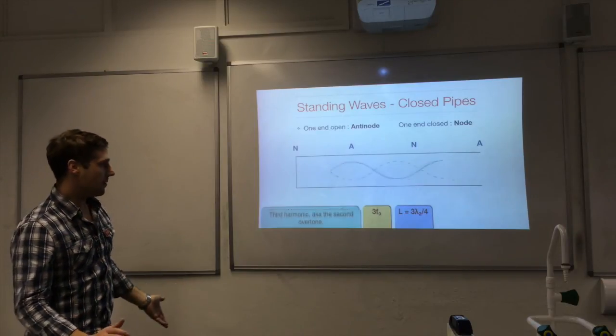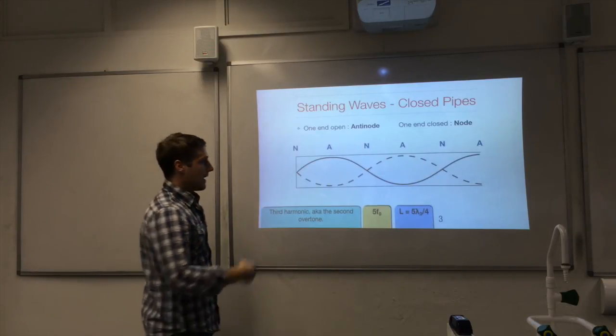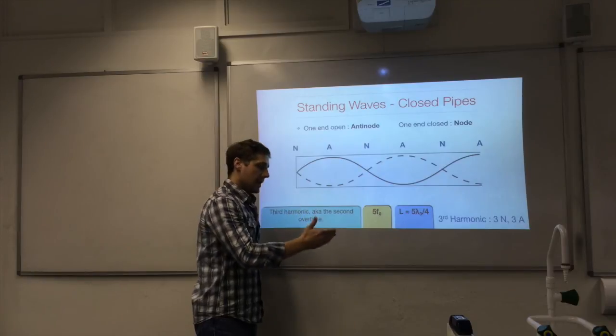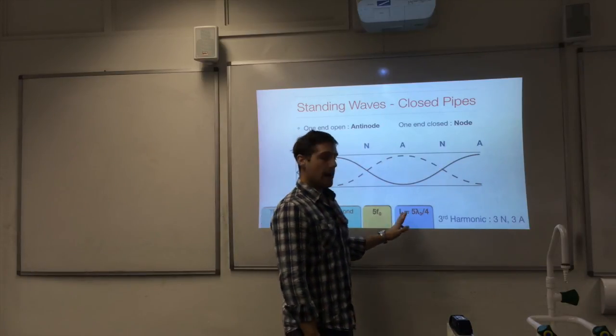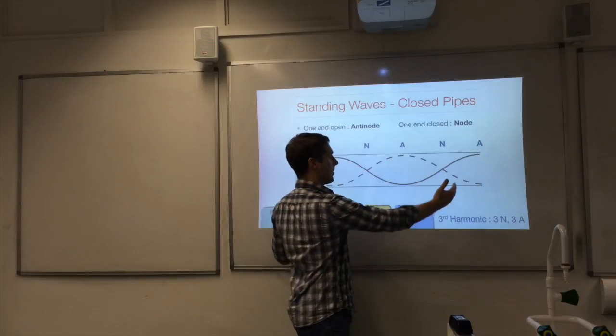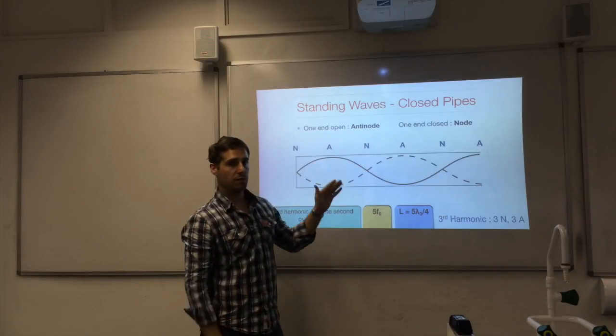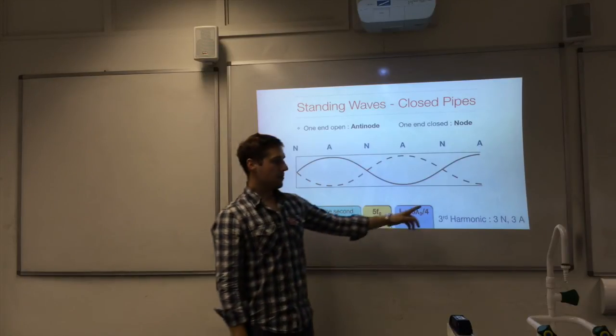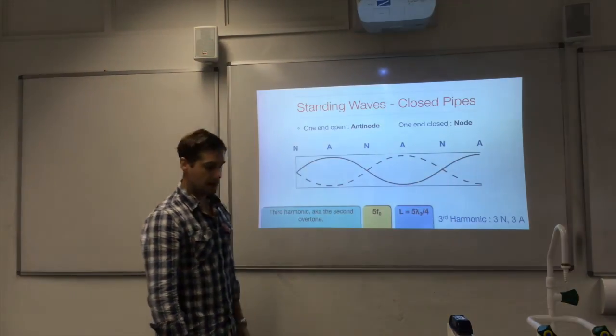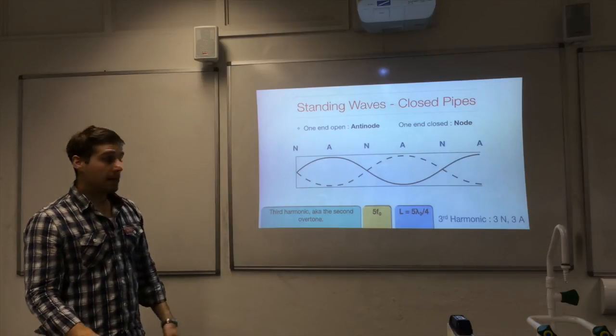And then we have the third harmonic. So we add another one on of each, the antinodes and nodes. This occurs at 5F0, and the length of pipe is now equal to 5/4 of the wavelength. So third harmonic, 3 nodes, 3 antinodes.